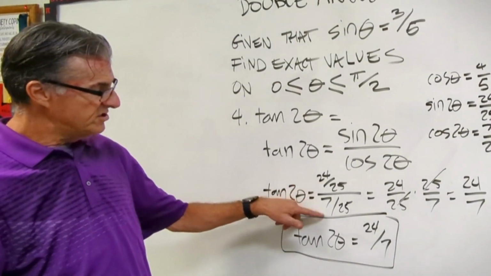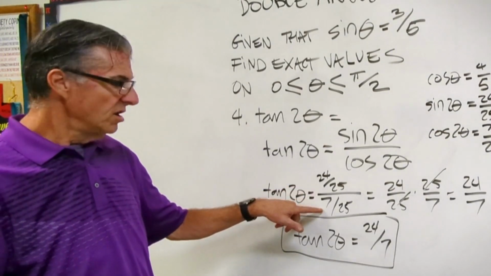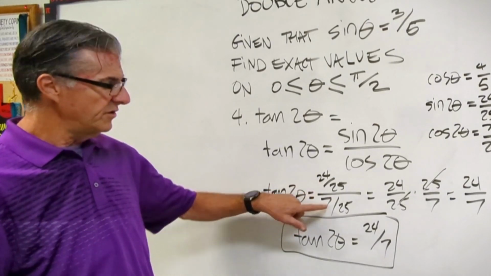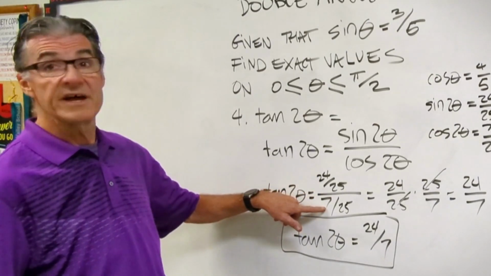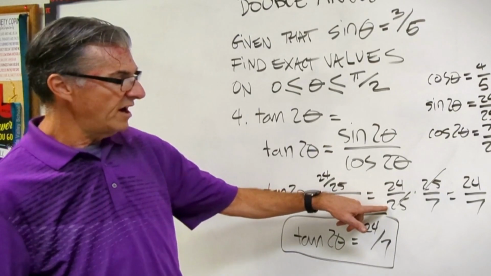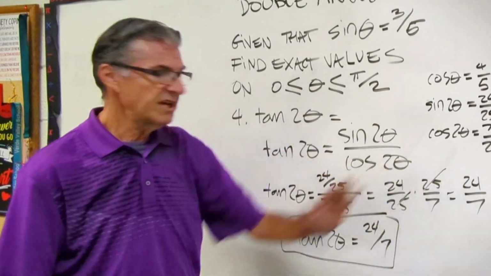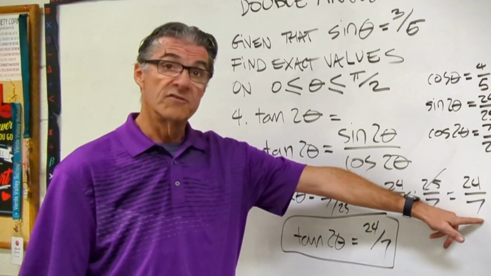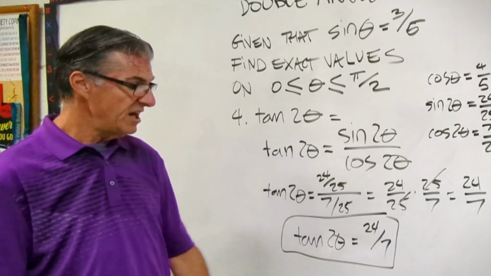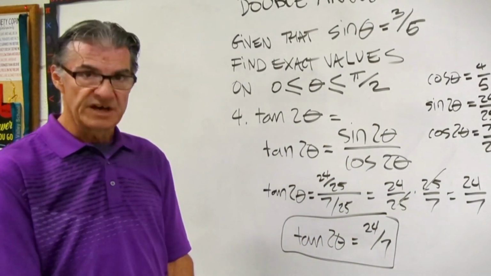I just plugged in my 2 fractions. Now, if you recall, when you have a fraction divided by a fraction, you flip the bottom one and you multiply instead. So I have 24 over 25 times 25 over 7. Cross cancel the 25s, I get 24 over 7. So tan of 2 theta is 24 over 7.